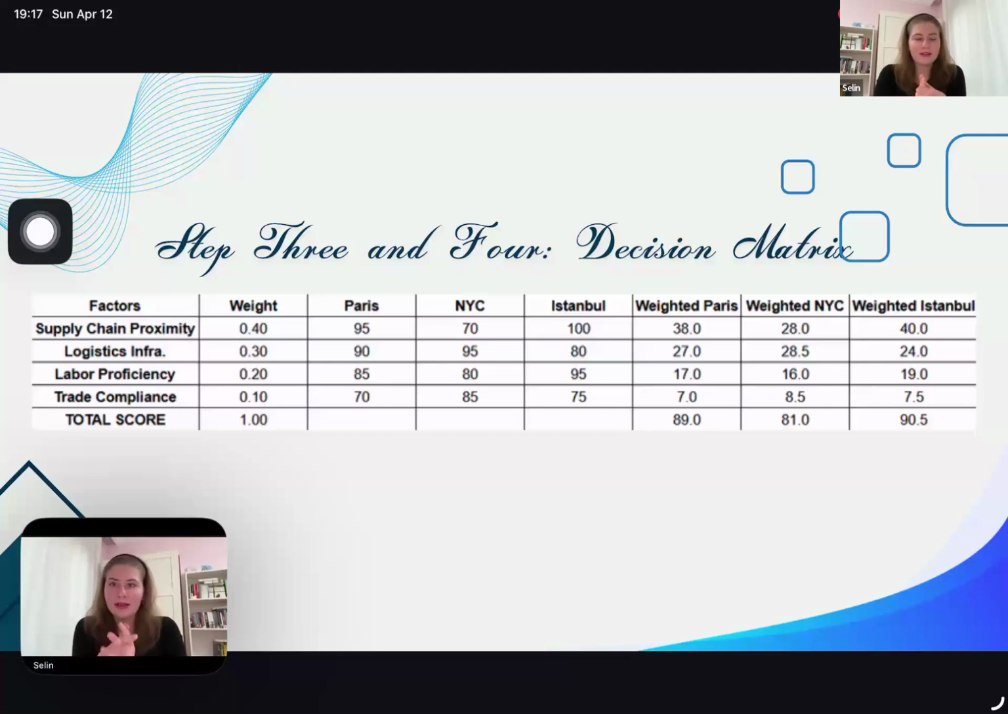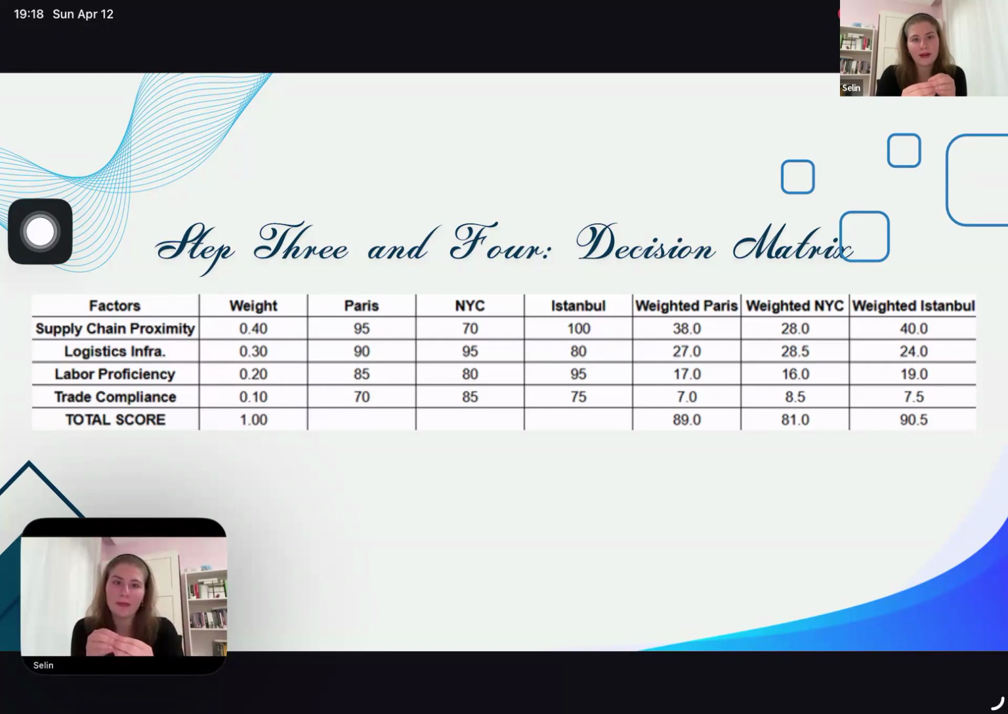Here's our decision matrix. As you can see, the factors are listed, the weights are listed, and for each factor and for each city, we assign scores. Again, this score assignment is highly subjective, as well as the weights. So we are going to multiply the scores by the weights. So we are going to find the scores for each city and each factor.